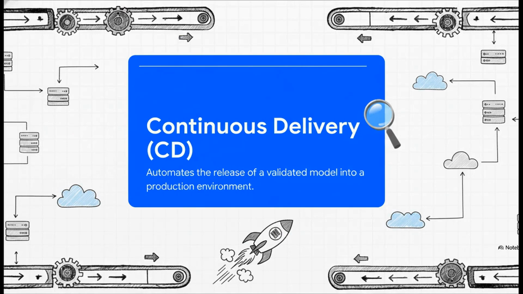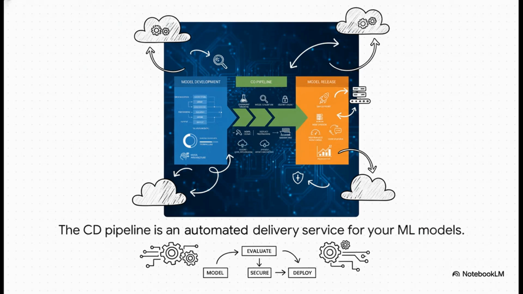So, once our model has passed all its tests with flying colors, it's ready for the next phase, continuous delivery, or CD. The whole goal here is to automate the release process, to make deploying a new model a predictable, reliable, and honestly, a kind of boring event. And boring is good. And this slide shows you that CI/CD pipeline in action. It takes that validated model, puts it through some final checks and security scans, gets all the infrastructure ready, and then just smoothly manages the release to users.